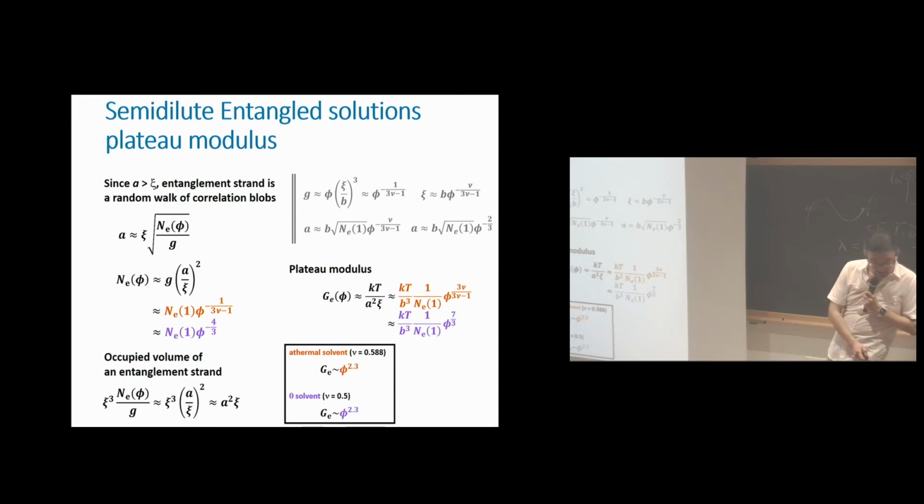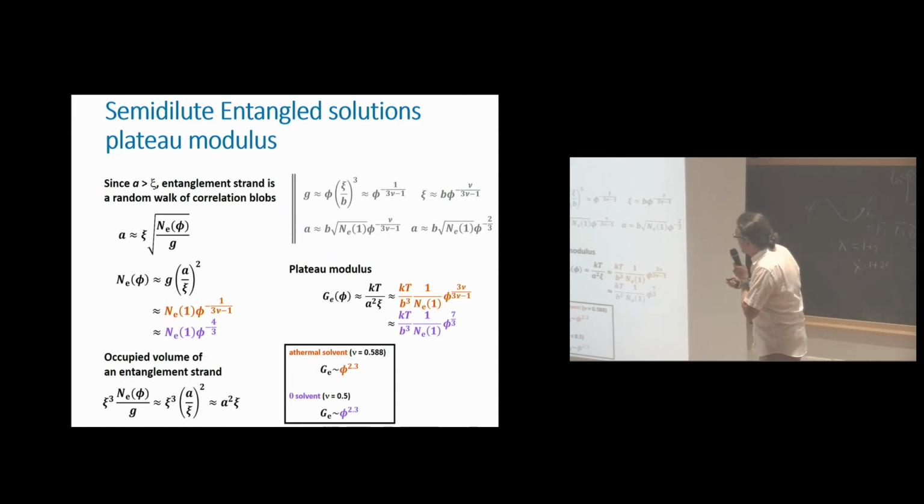Okay. And so this is the plateau modulus. This entanglement strand in the tube A is a Rouse chain, in fact a random walk of correlation blocks. So again, this relation for Rouse size is the product of monomer size and its number with a root. We know the dependence of these parameters g and A also, and phi, so we can write NE as a function of g to have its concentration dependence.